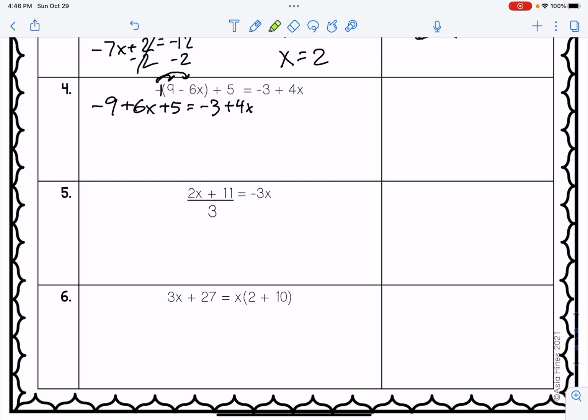Combine our like terms. We have a constant of negative 9 and a constant of 5, so we're going to go ahead and combine those. Negative 9 plus 5, we're going to get 6x minus 4 equals negative 3 plus 4x. Step 2's over. We've simplified both sides. Now we're going to move our variable, minus 4x, minus 4x. 2x minus 4 is equal to negative 3.